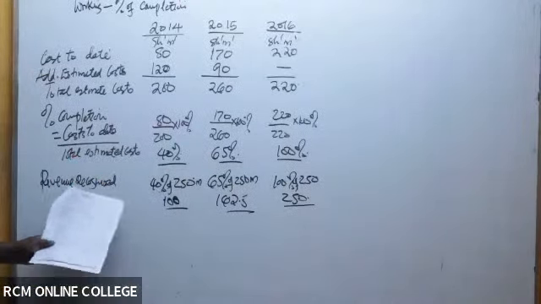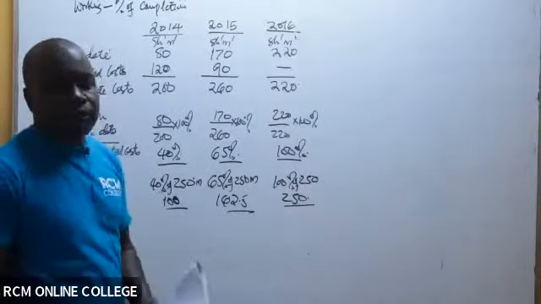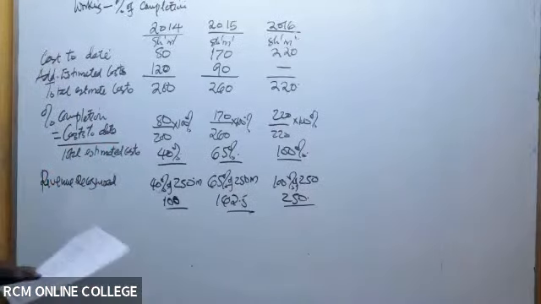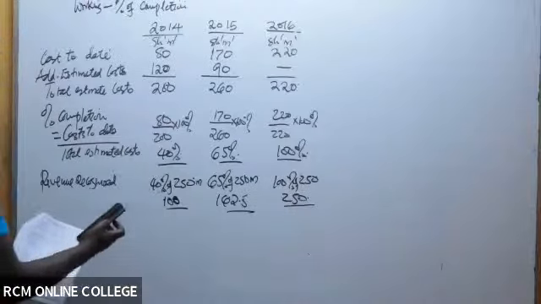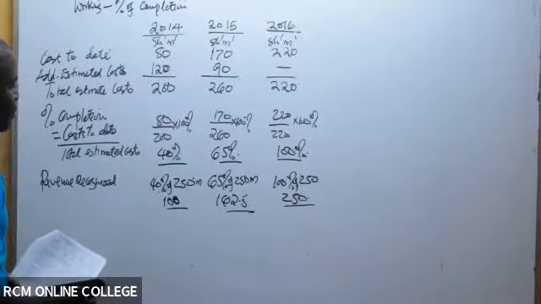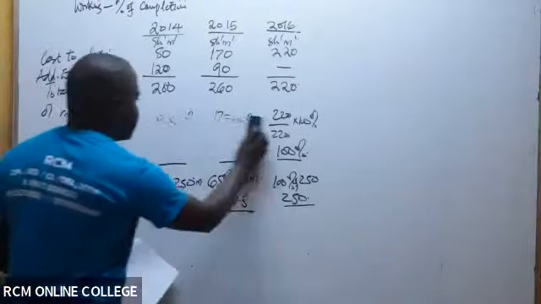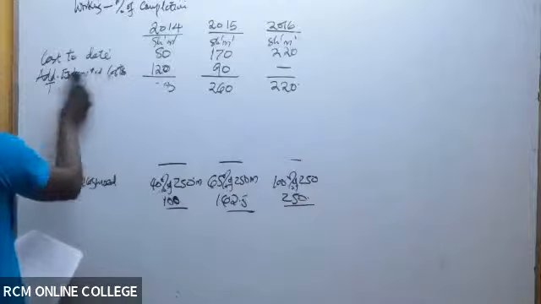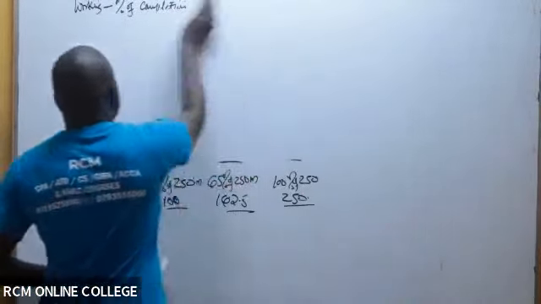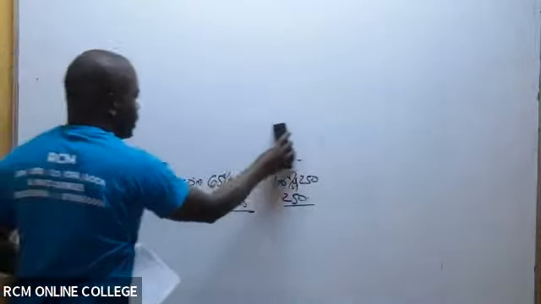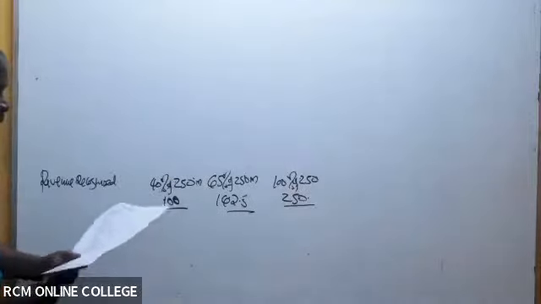Once we know the revenue recognized, it helps us come up with the income statement, because that is the first item you start with whenever you are getting the income statement extracts. So hope you've been able to copy this. Revenue recognized is this one, so you can come up with the income statement extract.